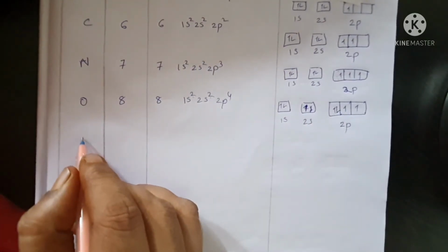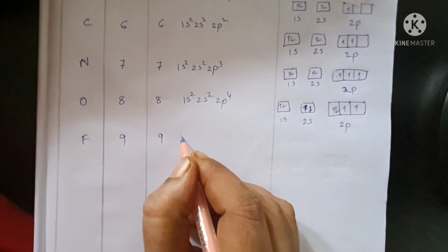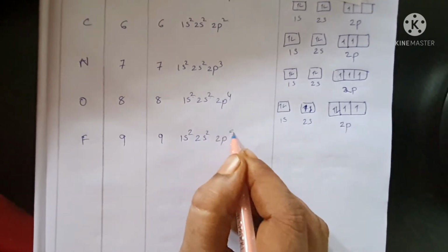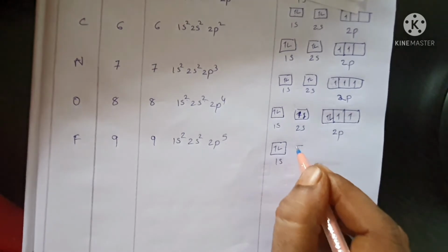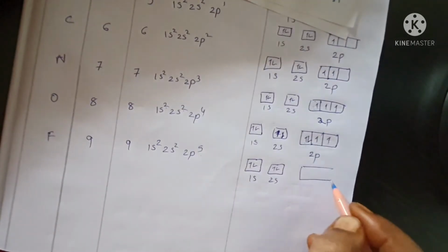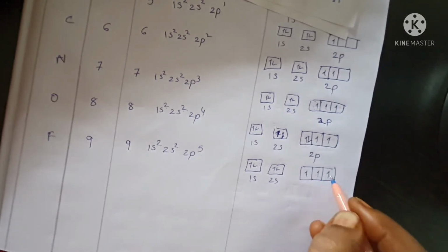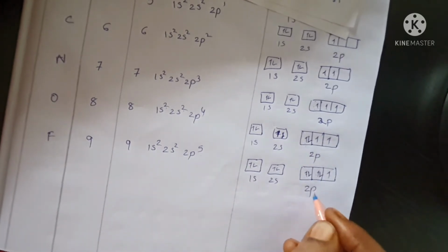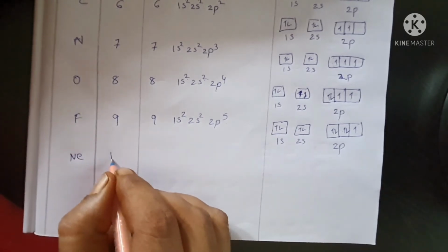Okay, and next fluorine. Atomic number is 9, number of electrons are 9, 1s2, 2s2 and 2p5. The schematic representation is like this. One, two, three, 4 and 5. Here is 2p5.